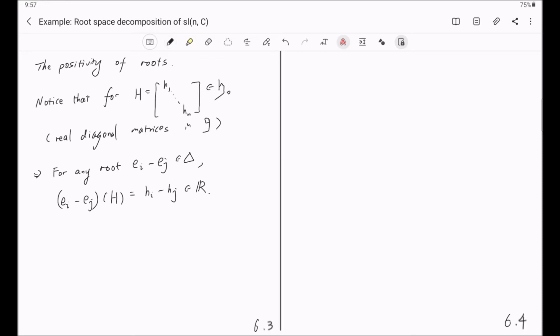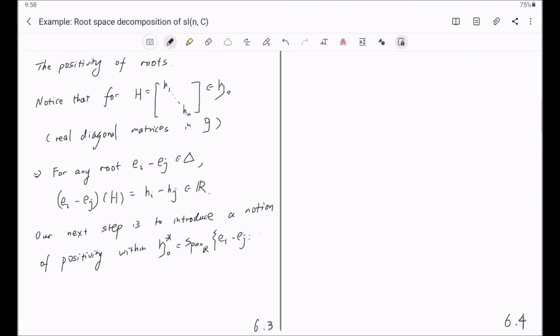Given this information, our next step is to introduce the notion of positivity within H0 star, which is still spanned by Ei minus Ej's. So, in order to define this positivity, there must be some basic axioms.